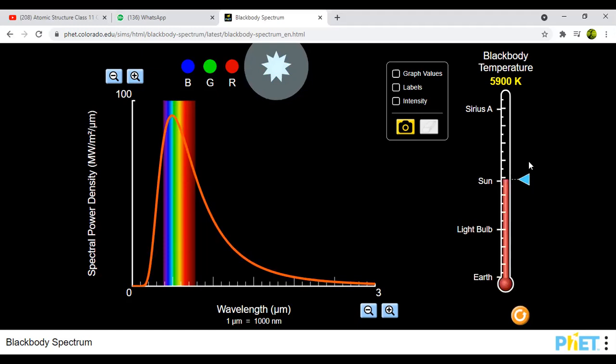So see here, what happens here? Why is this graph moving towards the left side? When the temperature increases, what actually is increasing? Why is the color changing from red to blue? We will understand all these things. So let us again see our spectrum.